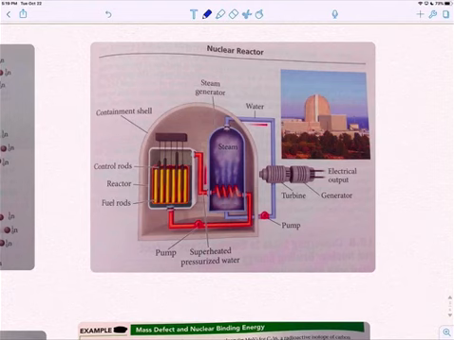But generally speaking, a nuclear weapon has an uncontrolled nuclear chain reaction, where a nuclear power plant has a controlled nuclear chain reaction. And how do we control it? Among other things, we have control rods. Control rods absorb neutrons, and when you absorb the neutrons, you stop the nuclear chain reaction.